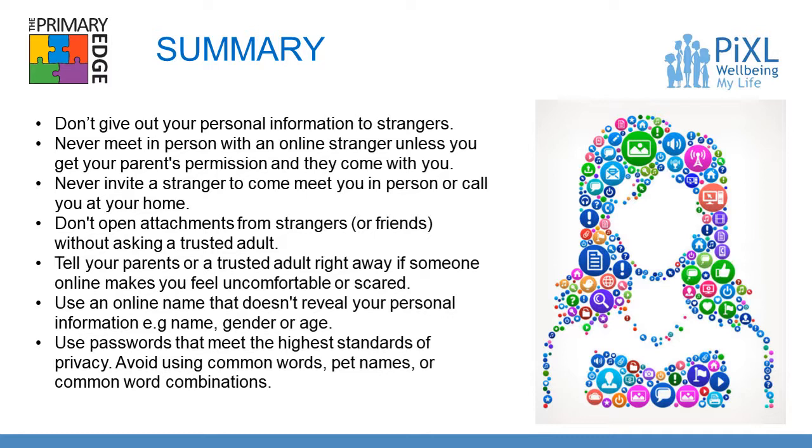Tell your parents or a trusted adult right away if someone online makes you feel uncomfortable or scared. That is very important. You need to tell your grown-up. You must do that. Use an online name that doesn't reveal your personal information, for example, your name, your gender or age. And then finally, use passwords that meet the highest standards of privacy. Avoid using common words, pet names, or common word combinations.